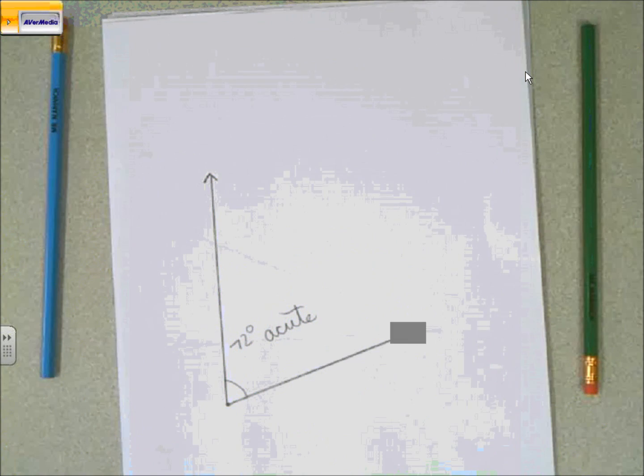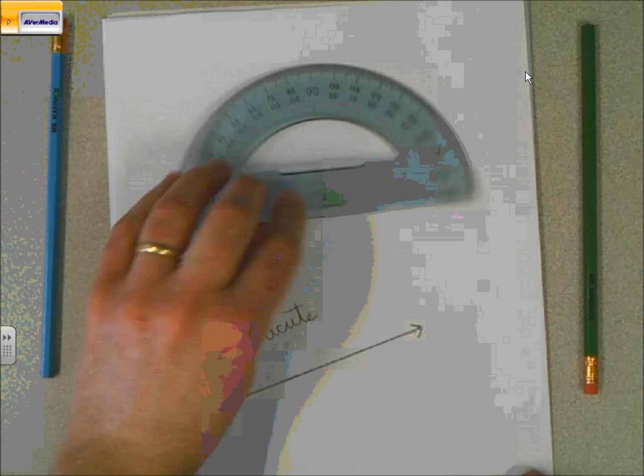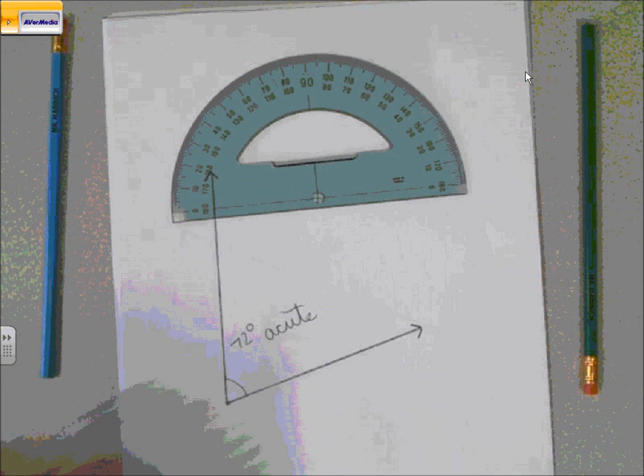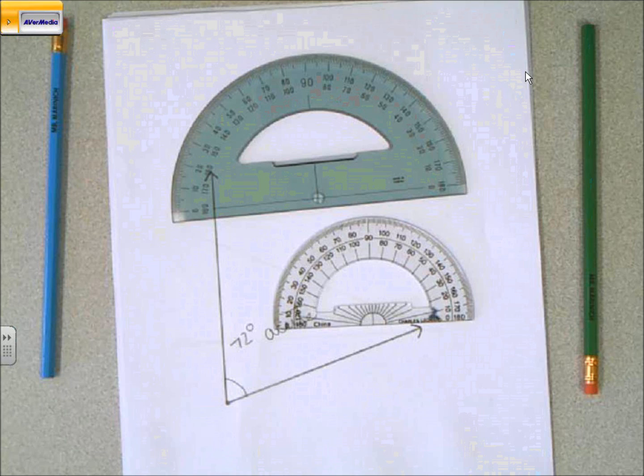So there you have it. There's just a few examples using a couple different types of protractors on how to measure angles live.